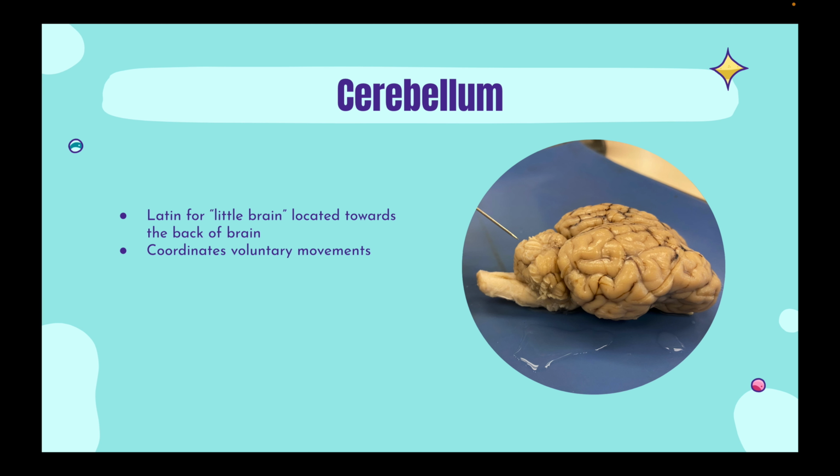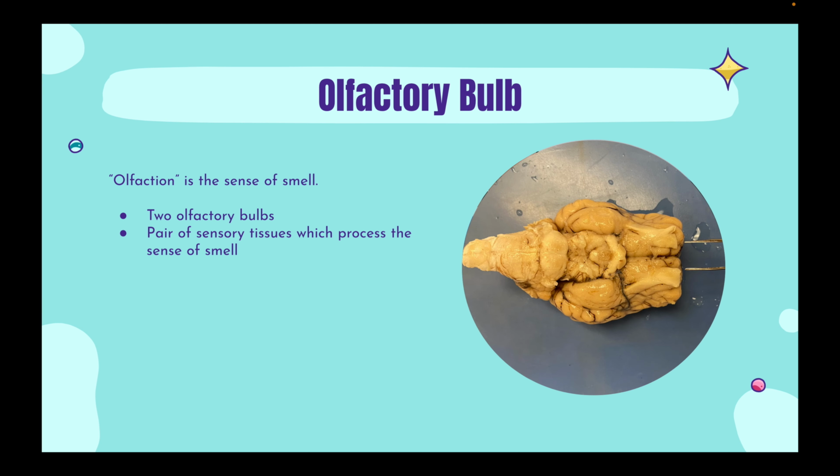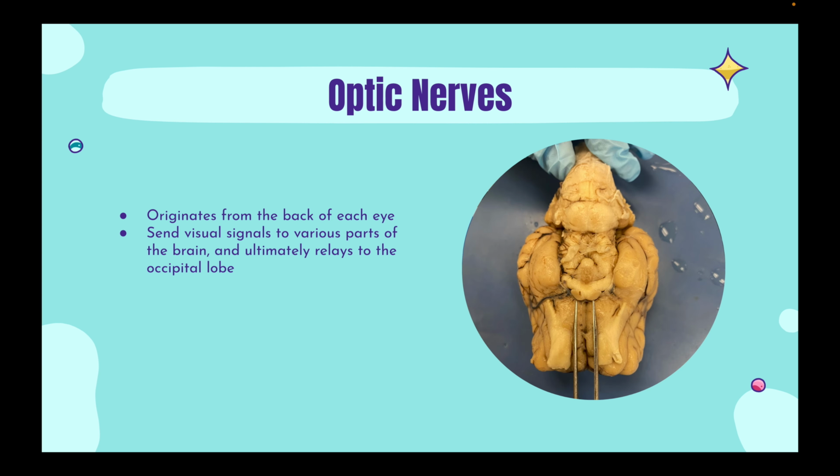It coordinates voluntary movements. The olfactory bulb, and olfaction is the sense of smell, and you have 2 olfactory bulbs, and these are pairs of sensory tissues which process the sense of smell. The optic nerves originate from the back of each eye and send visual signals to various parts of the brain and ultimately relay to the occipital lobe.